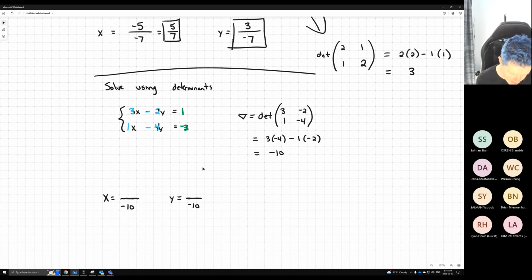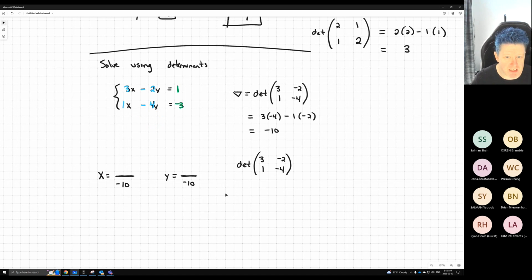Now, to find the numerator, I'm going to just copy del as it is. Okay, now I have to choose a variable that I wish to find first. So let's say I choose x. I'm going to find x first. So what I have to do is go up here and say, what coefficients are associated with my x's?